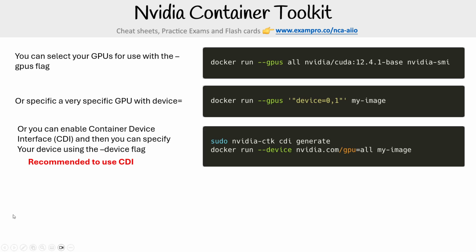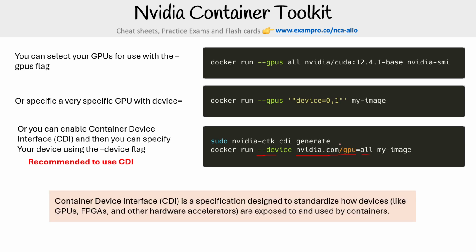Just getting my pen tool out here for a moment. You can see here we're saying device, and we're saying nvidia.com/gpu equals all. A different syntax, but for whatever reason, it's recommended. The container device interface is a specification designed to standardize how devices like GPUs, FPGAs, and other hardware accelerators are exposed to and used by containers.